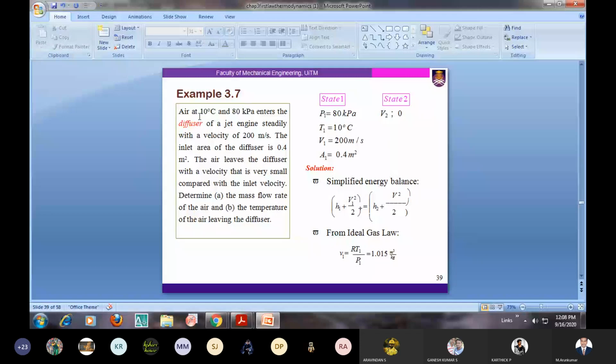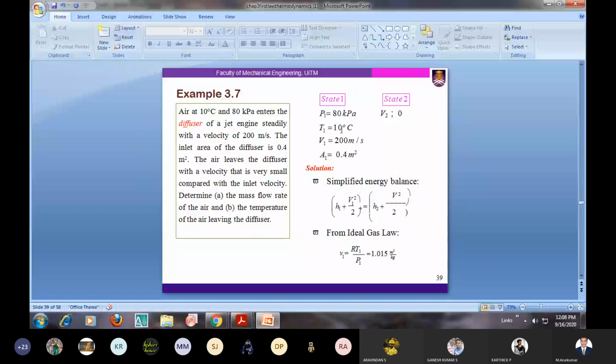Likewise, we have another problem. Air at 10 degrees Celsius and 80 kilopascal enters a diffuser. So you have to use the same equation again. The nozzle and diffuser have the same equation. So the known values were P1 given, V1 given, and A1 also given.